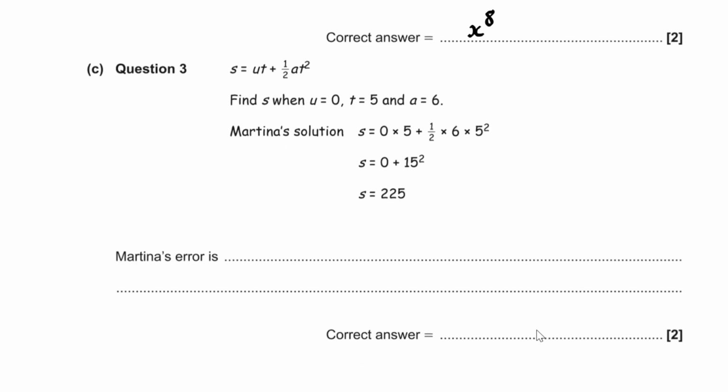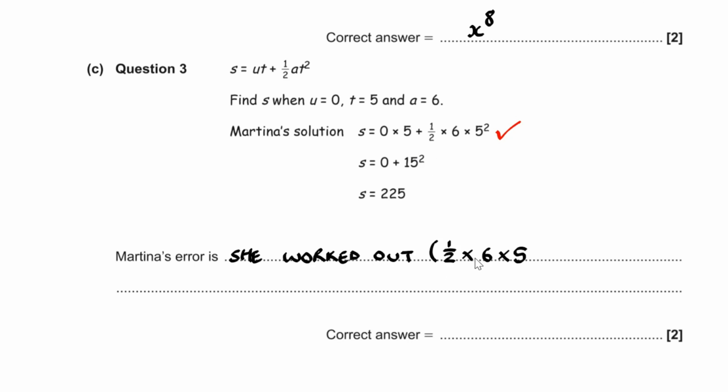And question 3, we're given s equals ut plus a half at squared. We have to find s when u is 0, t is 5, and a is 6. So in her solution, she did 0 times by 5, that's correct, plus a half lots of 6 times by 5 squared, so this so far is correct. And then she made an error. Over here she worked out a half times by 6 times by 5 all squared. So this 15 squared is wrong.